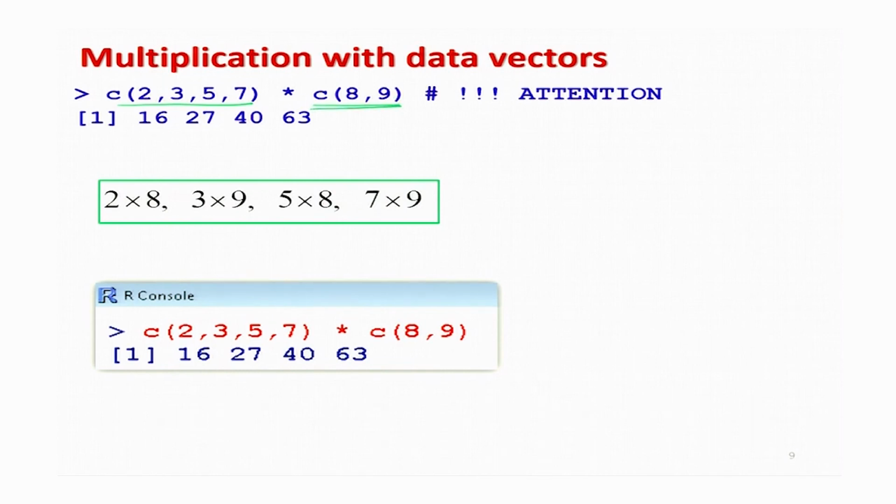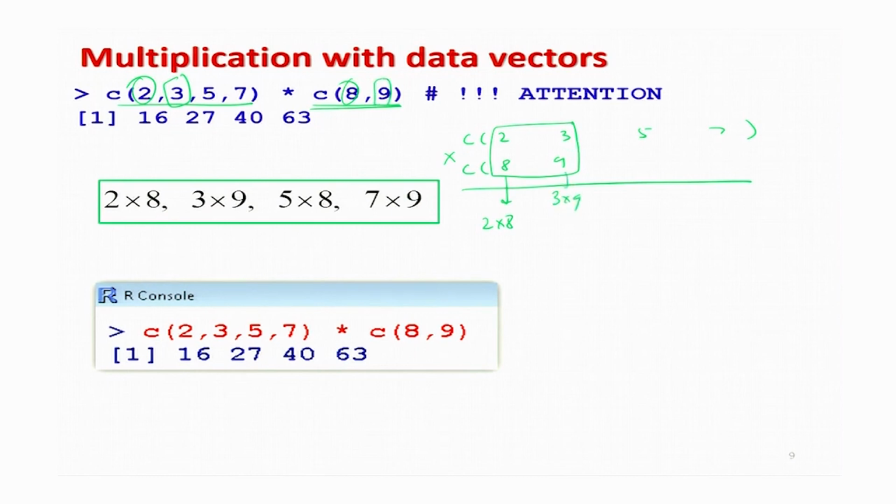So, in this case what will happen? Once again, the c 2, 3, 5, 7 will come, then c 8 and 9 will come. So, in the first shot, what will happen? This block is going to be operated, and you get here 2 into 8, that means you try to multiply the first positions in the data vector 1 and 2 and the second positions in the data vector 1 and 2. So, you will get here 3 into 9 from here.